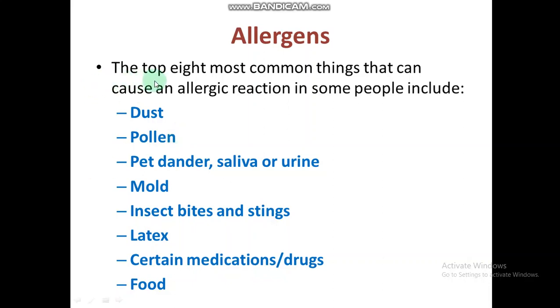The top 8 most common things that can cause an allergic reaction in some people include dust, pollen, pet dander, saliva or urine, mold, insect bites and stings, latex of plants, certain medications or drugs, and certain types of foods like mushroom, etc. So these are the allergens that can cause allergy in our body.